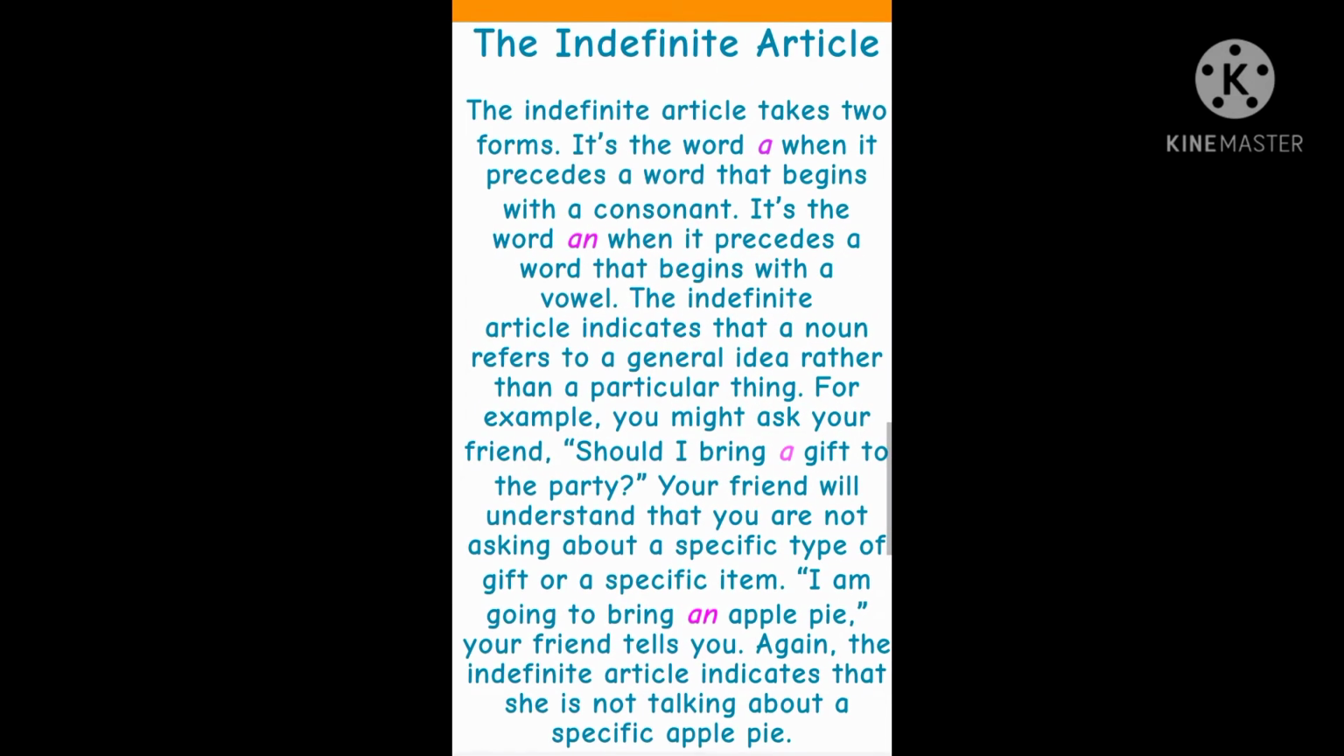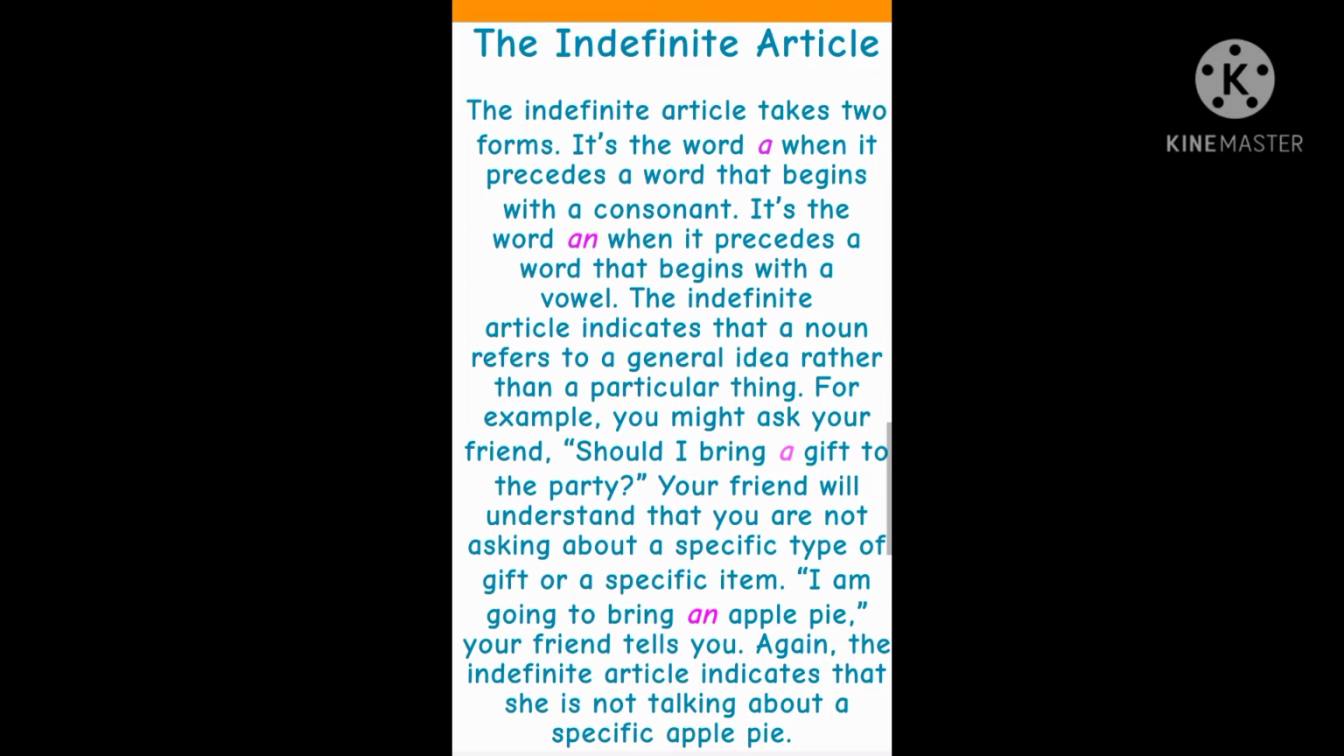Now here is the definition and example of the indefinite article. The indefinite article takes two forms. It's the word a when it precedes a word that begins with a consonant. It's the word an when it precedes a word that begins with a vowel. The indefinite article indicates that a noun refers to a general idea rather than a particular thing.